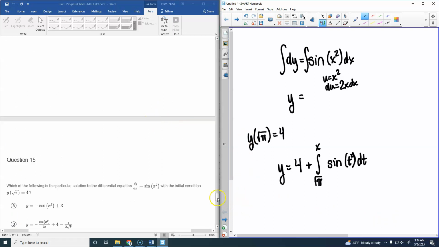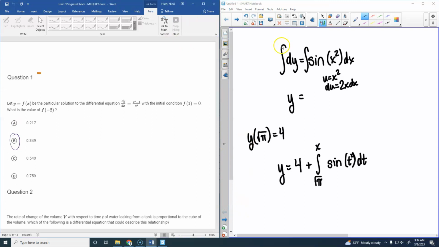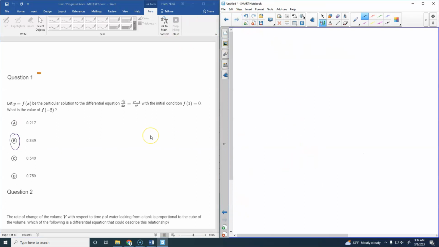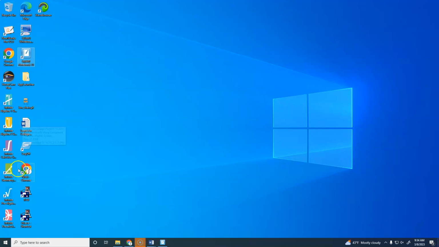Okay, so this one is a calculator active problem. I'm going to grab my calculator. You can tell just by the answer choices you're probably going to need it.